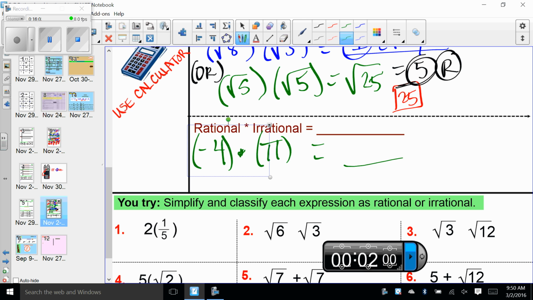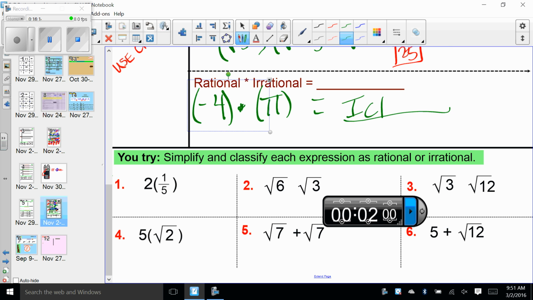When we type that in your calculator, go ahead and type it in. Look at the decimal. Does the decimal have any pattern to it at all? As you're looking at the decimal, you should see, no, that's an icky decimal, which means it is irrational. No pattern, does not stop, icky decimal. Okay, a couple left down here, guys.